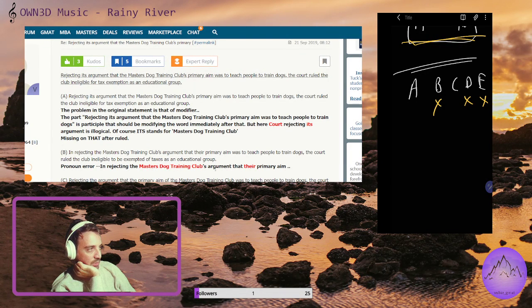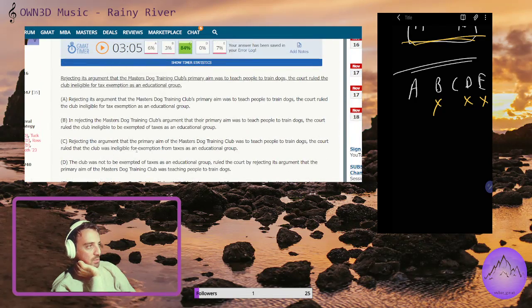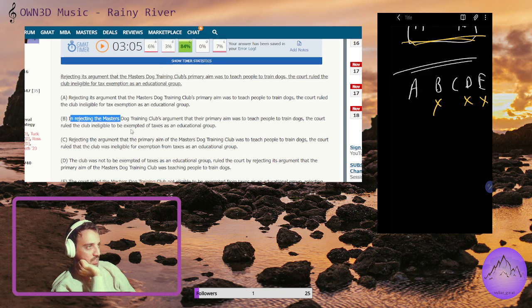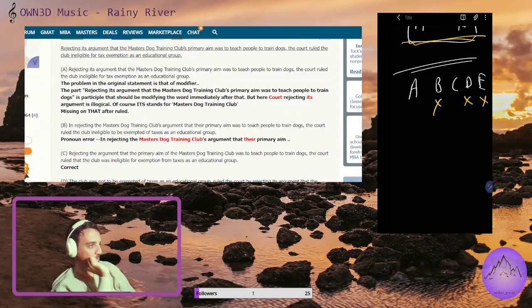Pronoun error in rejecting the Master's Dog Training Club's argument that their primary aim. Yeah, I think that's what I said, isn't it? In rejecting the Master's Club, this would have to be its primary aim. Oh, actually, I didn't say that. What did I say? I said in rejecting was the problem. But in rejecting the club's argument that its primary aim was to teach people to train dogs. Yeah, well, that's true as well. That's a more clear mistake than the one I picked up. I still think that's a mistake, but anyway.